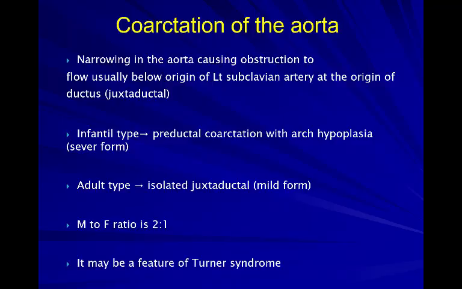The infantile type is called preductal, with arch hypoplasia. It is a severe form. The adult type is called isolated postductal. That's a mild form. The male to female ratio of coarctation of the aorta is 2 to 1. It may be a feature of Turner syndrome.